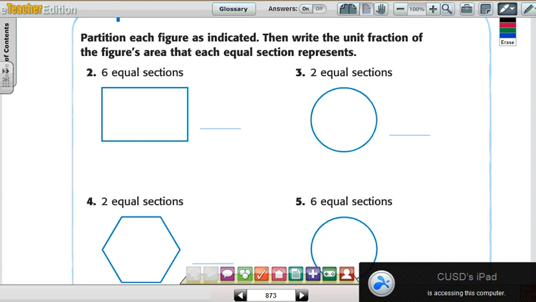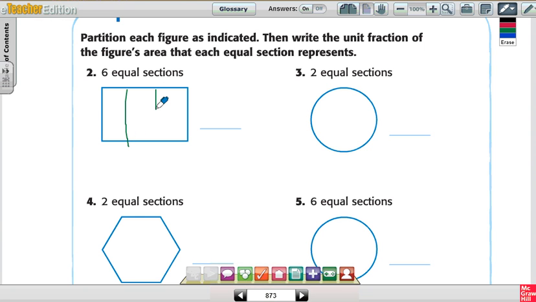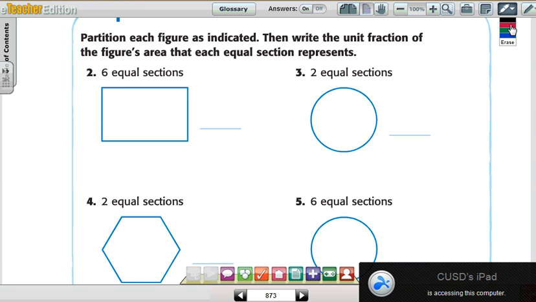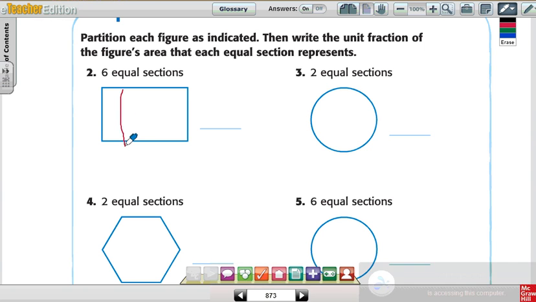So again, I divide my shape into 3 equal sections first, and then cross diagonally like this. How many sections do I have total? That's 6. That's the number at the bottom. And then each section represents 1/6 of that.